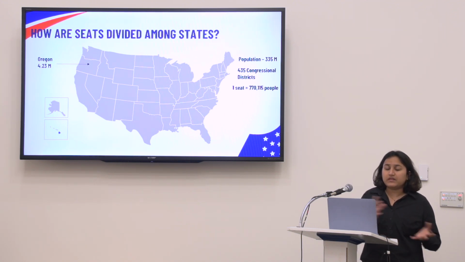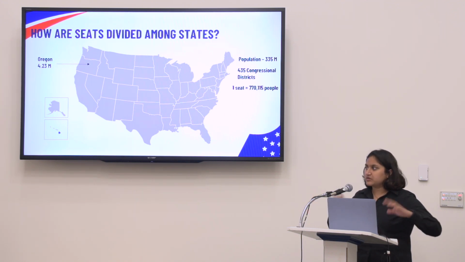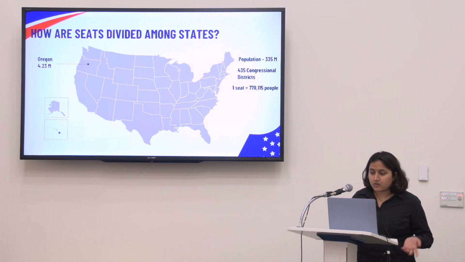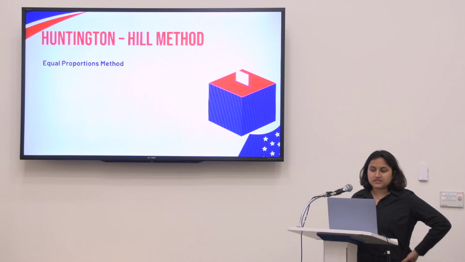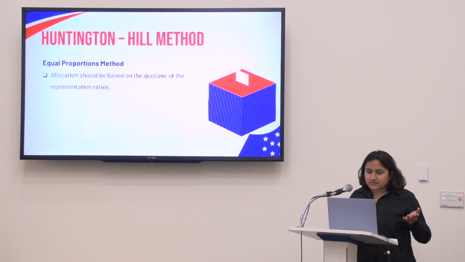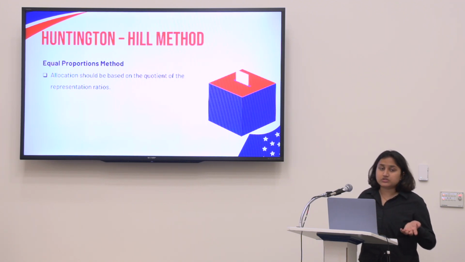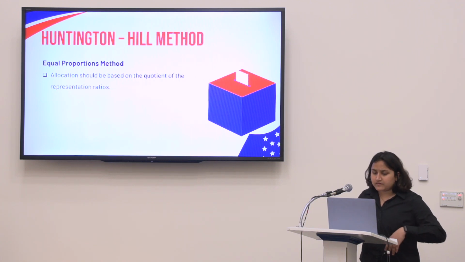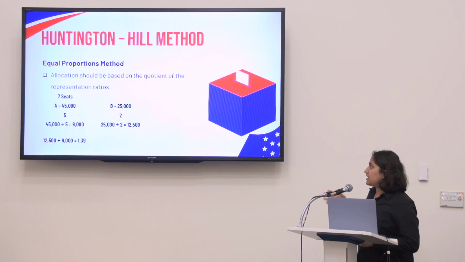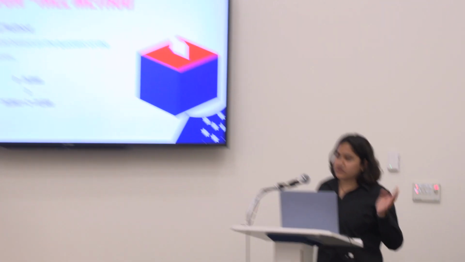A lot of different methods have been proposed, but I'm just going to talk about the method that we're using now, which is called the Huntington-Hill method. It's also known as the equal proportions method. And essentially the idea is that the allocations should be based on the quotient of the representation ratio. So for example, we have two states, state A and state B, with populations 45,000 and 25,000, and they have 7 seats that need to be divided.